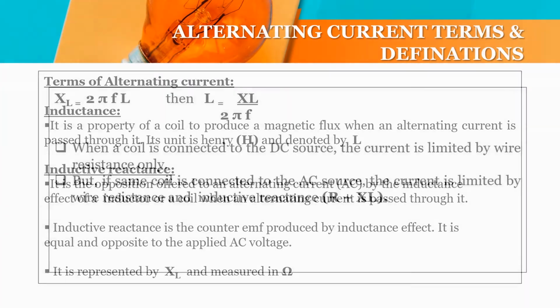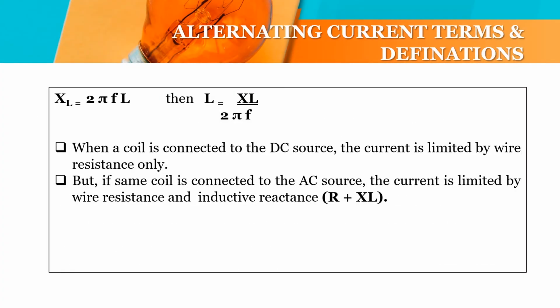Equation is given below. When a coil is connected to the DC source, the current is limited by wire resistance only. But if the same coil is connected to the AC source, the current is limited by the wire resistance and inductive reactance, that is R plus XL.